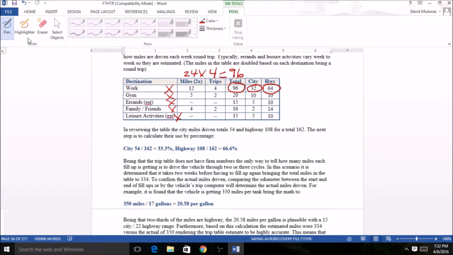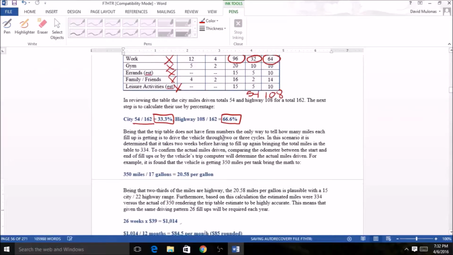I've done a little math here, and it says the city miles driven are 54 and 108 for highway, for 162 for Jasper's week. So now we need to calculate the percentage, and we can see here that doing the basic math again, 1/3 of his driving is city and 2/3 is for the highway.